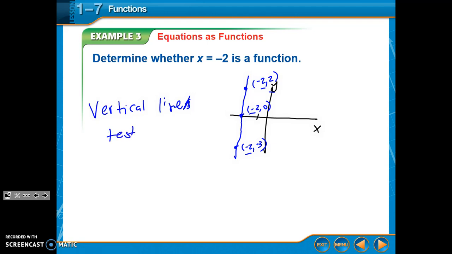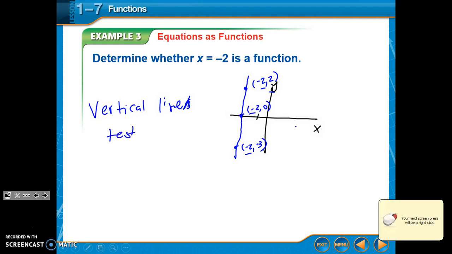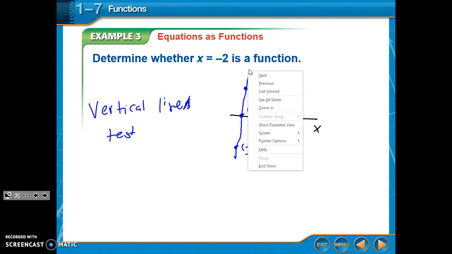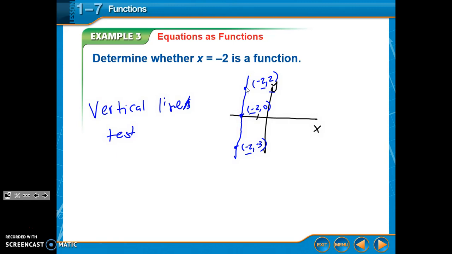So what we do is, if we were to draw a vertical line anywhere on this graph, if I hit more than one point on the line that's drawn, it's not a function. So here, if I were to draw a line here, I hit all of those points.